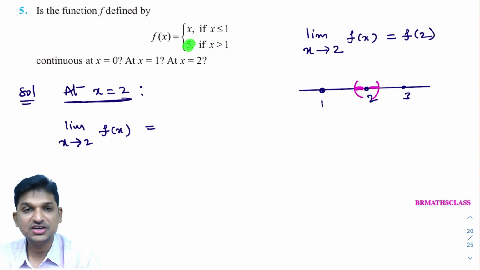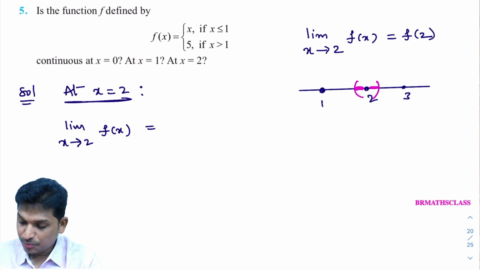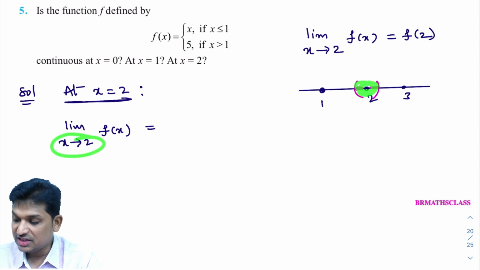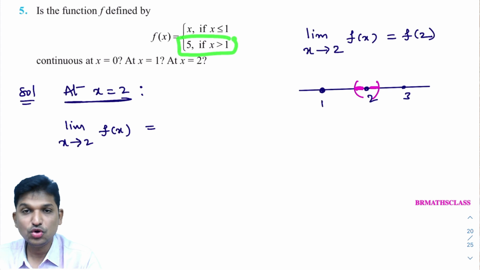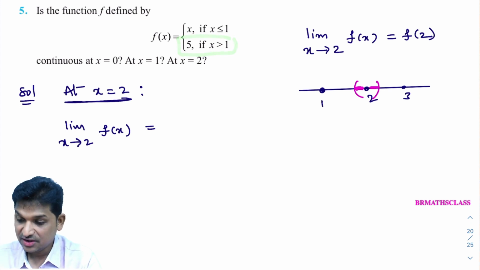I need to choose this function. Here x approaches 2 means x values are in this zone. In this zone all values are greater than 1. So which function to choose here? Any confusion? No confusion. So the function is phi.